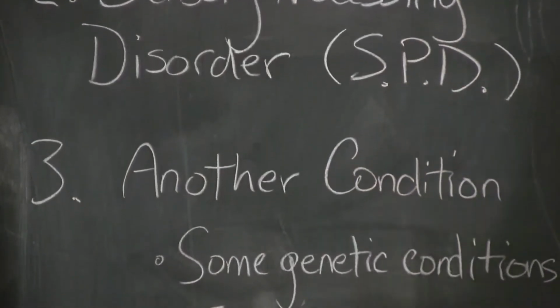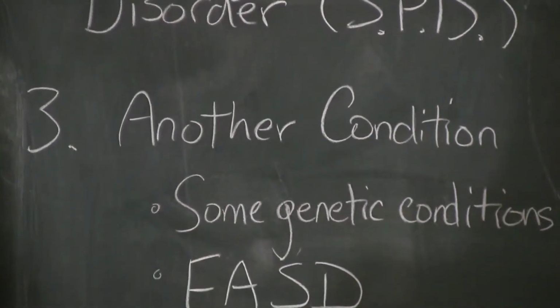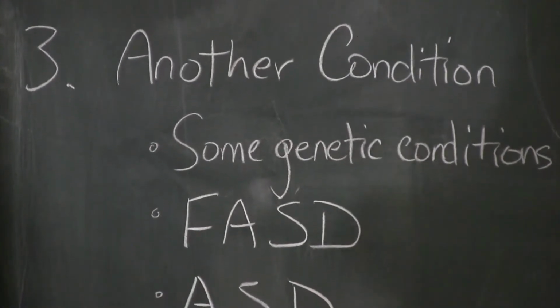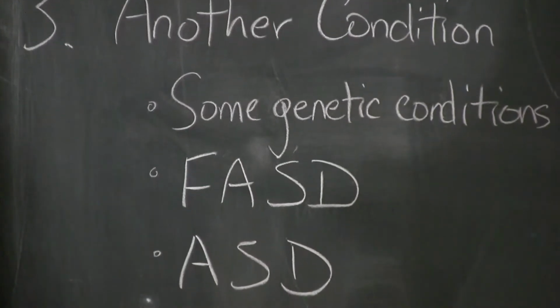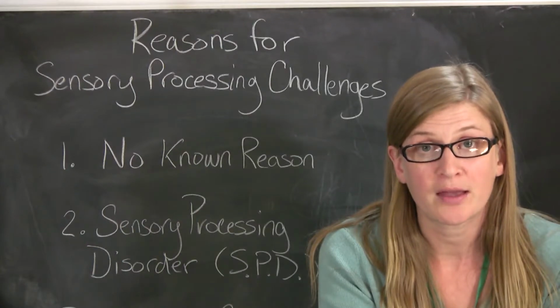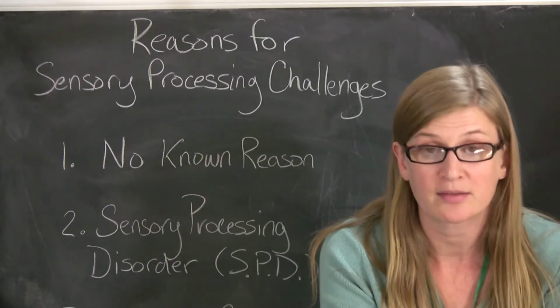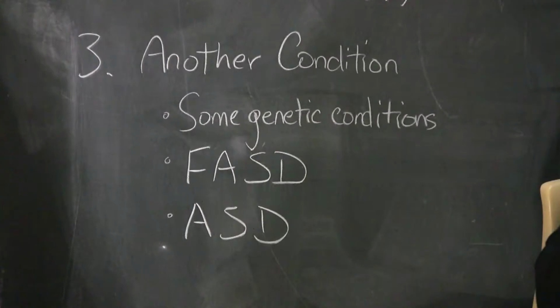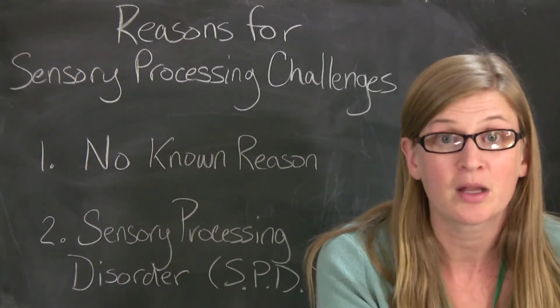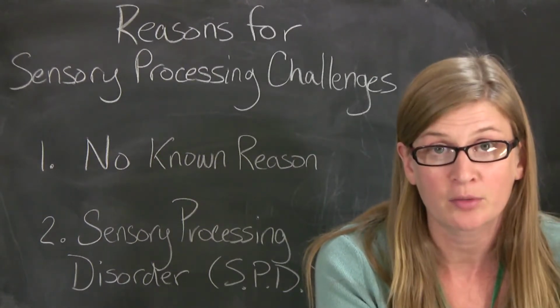Other children have sensory challenges because of another condition or diagnosis. For example, some genetic disorders, including Fragile X and Down syndrome, fetal alcohol spectrum disorders, and autism spectrum disorders are all often associated with various degrees of sensory processing differences. This does not mean that every child referred for sensory processing assessment has an underlying diagnosis or additional challenges. In fact, the majority of children referred for sensory processing assessment do not have any kind of underlying diagnosis.